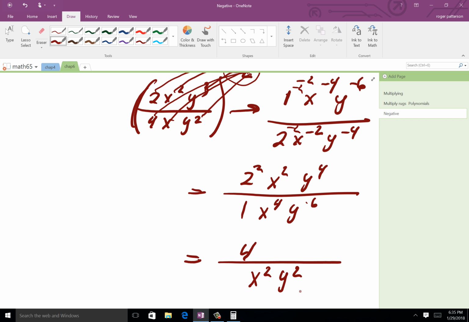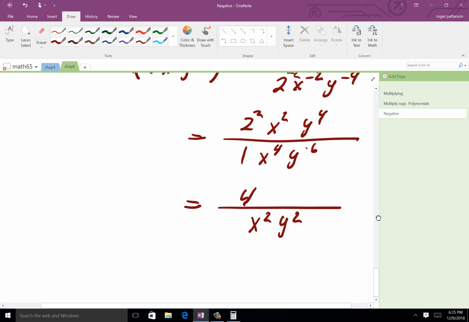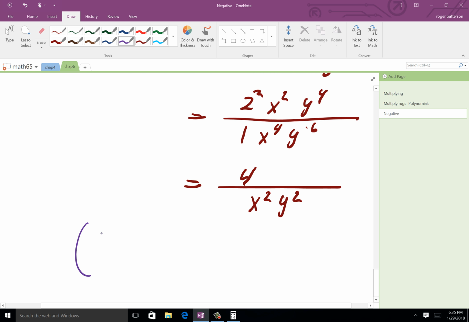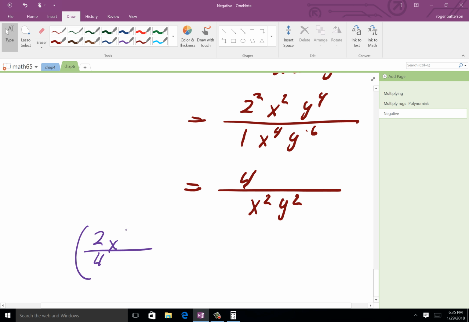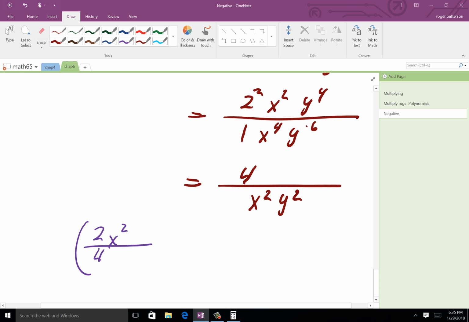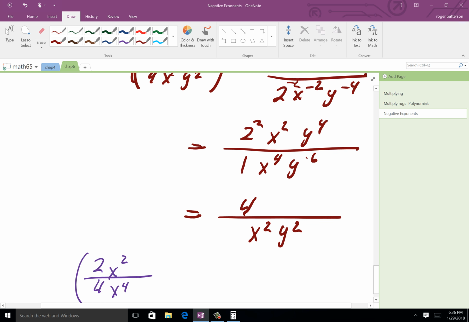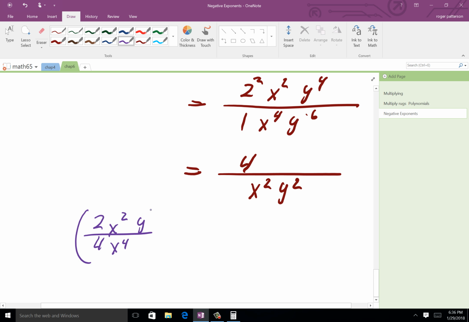But again, there's another way, right? So if he didn't understand that way, he's like, I have no idea what he's talking about. Okay, there's another way, all right, that, you know, I would probably do it this way. Okay, so let's start with the same problem. So here we go. 2, 4, x to the second, x to the fourth, y to the third over y to the second, to the negative 2.